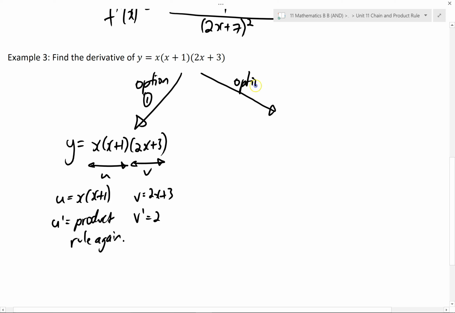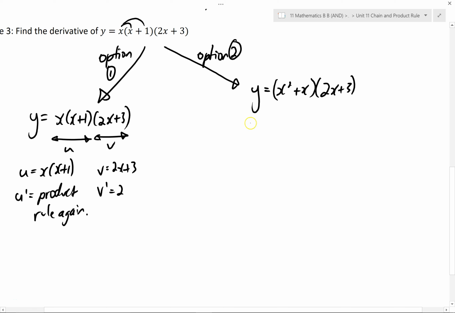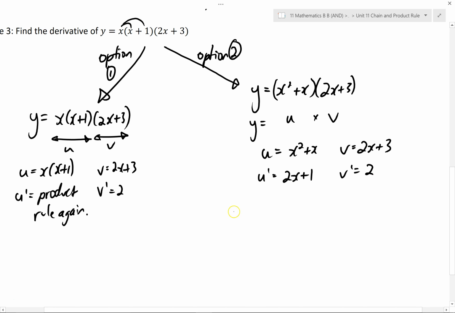Option 2, which is the preferred way, would be to just expand that first set of brackets. So I'd end up with x squared plus x, multiplied by 2x plus 3. And then I can set this as u and this is v. Should be able to find u dash and v dash pretty easily. And then I can go ahead and solve for the derivative.